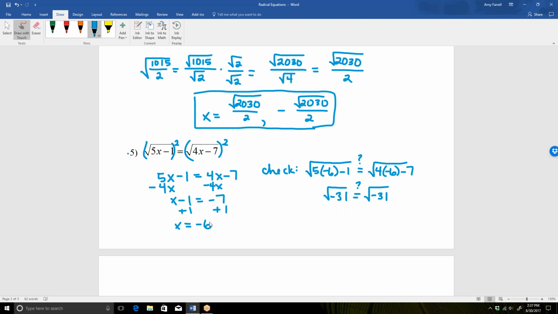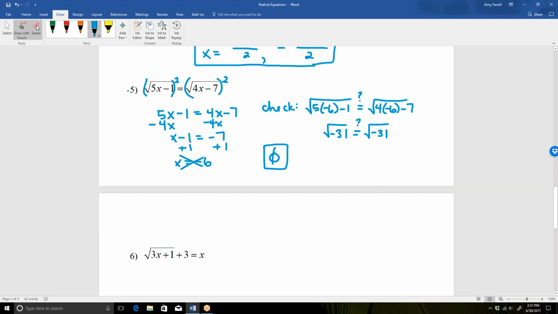So this possible solution is not really a solution because when I plug it in, I'm not getting real numbers. So I'm going to cross this off. This radical equation, or square root equation, has no solution. It has no solution because although these two are equal, they're not real numbers. And so no solution will give us real numbers, or the same real number, on both sides of the equation. So that would be an example of an extraneous solution.